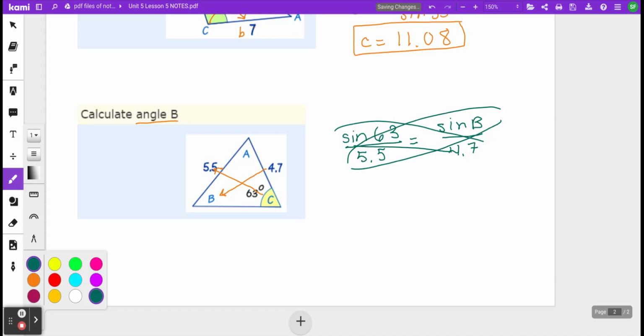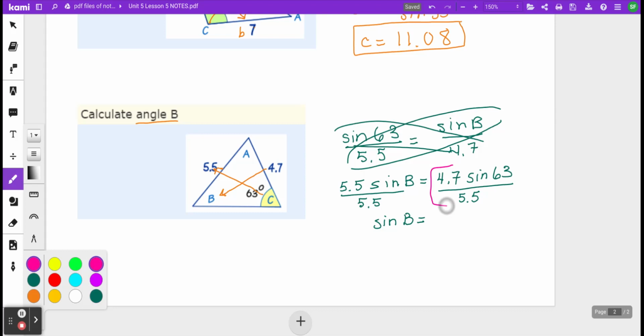And I'm going to get 5.5 sine B equals 4.7 sine 63. And I do want to get the B by itself, so I'm going to divide both sides by 5.5. And we're going to get sine B. And then I will put this all straight into the calculator. So I'm going to put that straight into the calculator, do the top equals, and then divide it by the bottom.